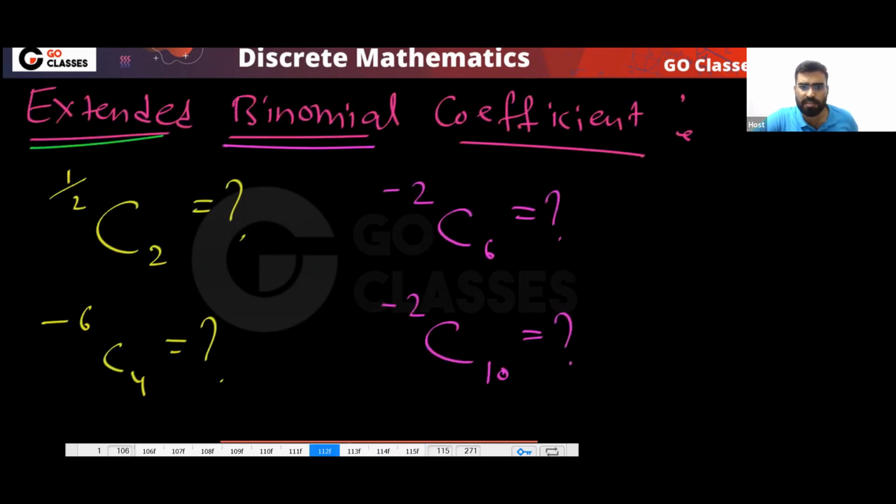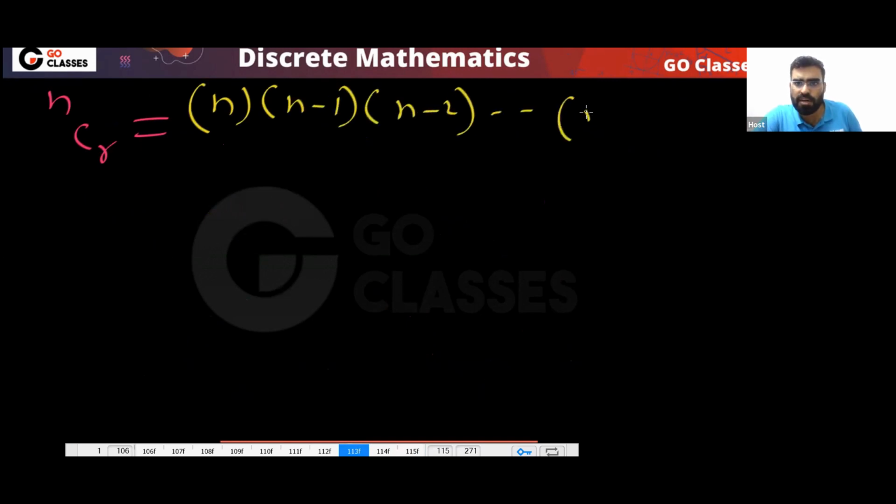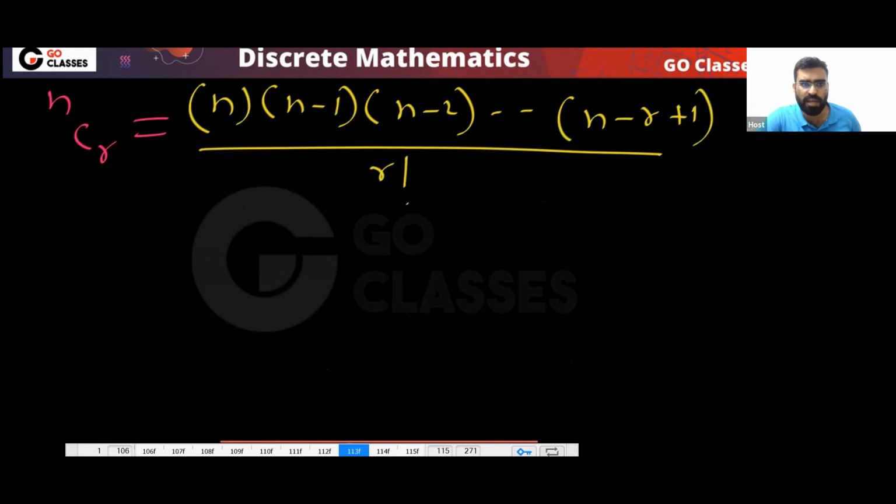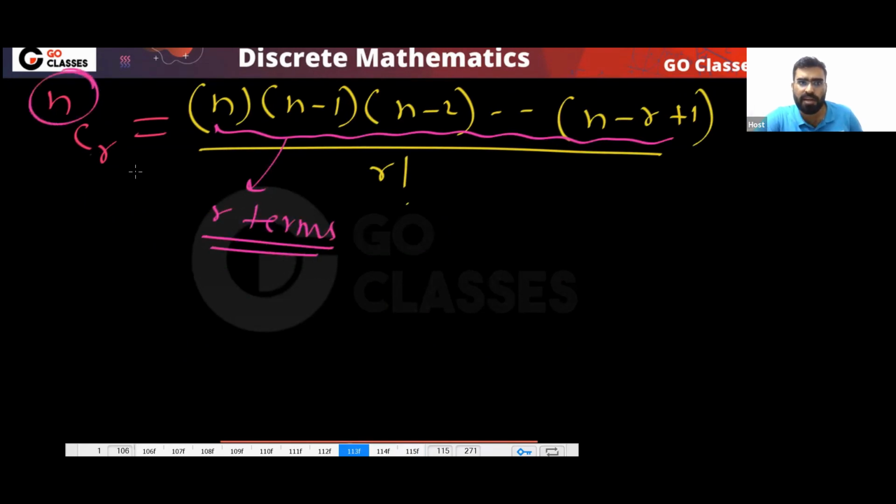This is what we call the extended binomial coefficient, and it is very similar to the binomial coefficient. Do you remember how we write NCR? Total r terms you have to write: n, n minus 1, down to n minus r plus 1, divided by r factorial. You start from n and decrease in order, n minus 1, n minus 2, and so on. So you write r terms divided by r factorial.